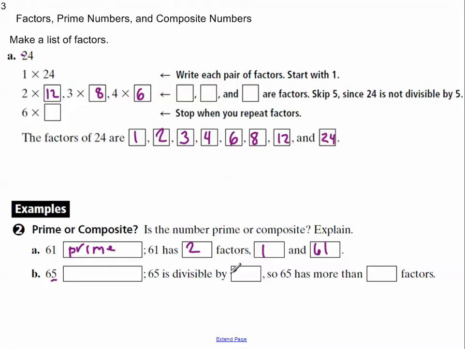65 I automatically know is going to be divisible by 5. So since I know that it has more than 2 factors, 65 is composite. Okay, so this is how I can use my divisibility rules to help me figure out, is a number going to be prime or composite?